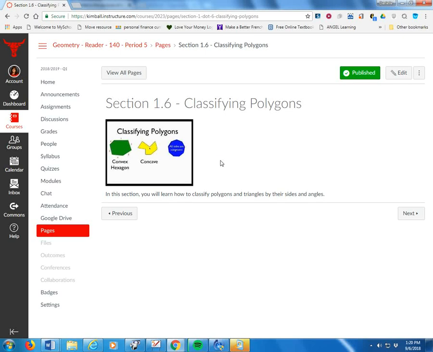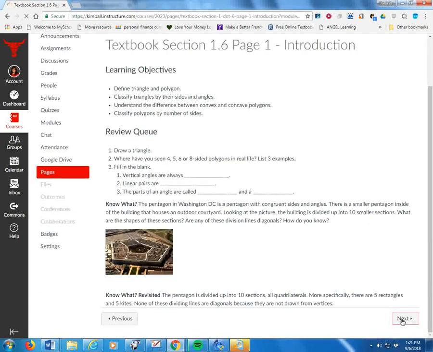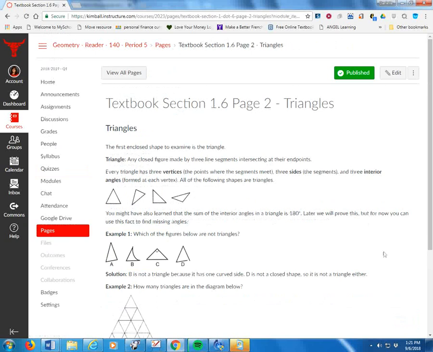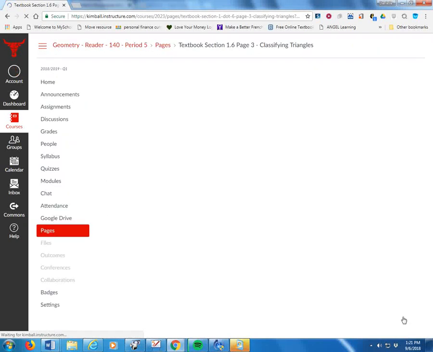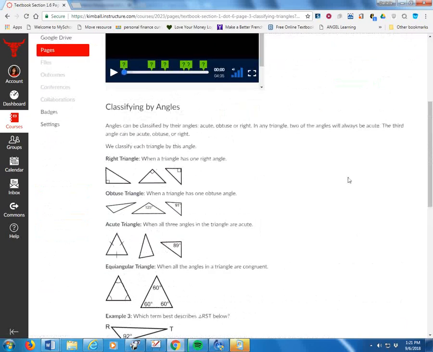Yes. Tomorrow's Friday. So this last section is about classifying triangles and classifying polygons. And with triangles, triangles can be classified in two ways, by angles and by sides. To classify them by angles, if it's a 90-degree angle, it's called a right triangle.